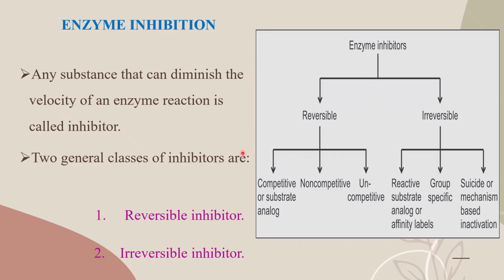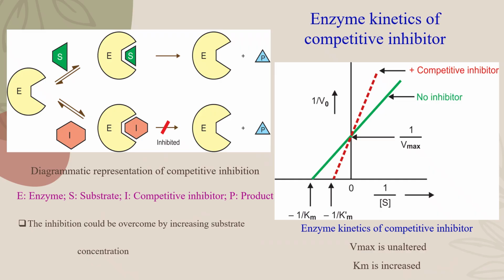So this is the classification of enzyme inhibitors, reversible and irreversible. Reversible again can be of three types: competitive inhibitors, non-competitive inhibitors, and uncompetitive inhibitors. While in the irreversible, there can be three categories. One is the reactive substrate analog or affinity labels, then group specific irreversible inhibition, then suicidal inhibition. We'll discuss one by one.